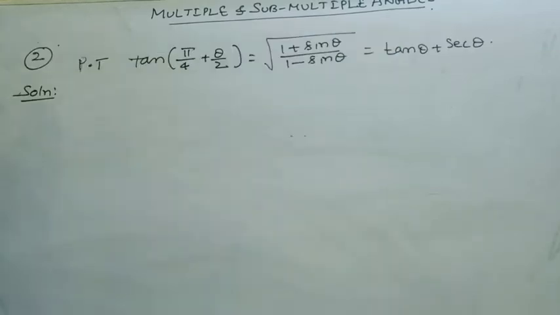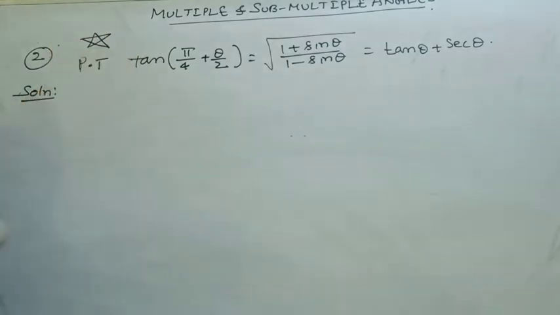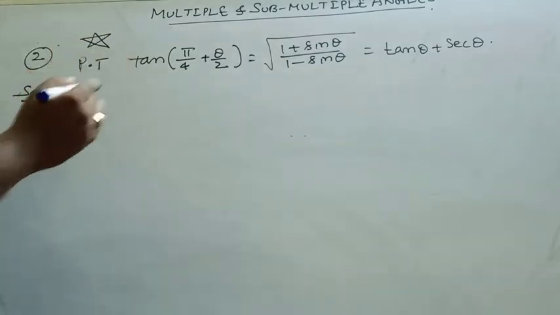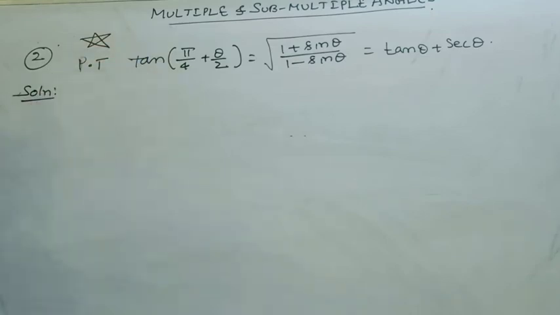See now the second problem, a very important problem. It is a star marked problem. Prove that tan(pi/4 + theta/2) is equal to the square root of (1 + sin theta)/(1 - sin theta). That is equal to tan theta plus secant theta. This is what we are required to prove.